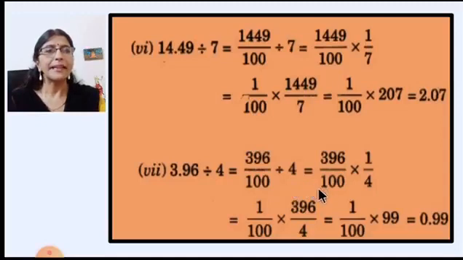Now again the same method. 396 upon 100. Division can be changed to multiplication. But the next number here, 4, will be written in reciprocal form. So we'll write 1 upon 4, which is the reciprocal form of 4. Now again we will rearrange it: 1 upon 100 and then 396 upon 4. Now this we can reduce, we'll get 99, and then 1 upon 100 into 99, 99 upon 100. Now you can bring the decimal point 2 places to the left, so you'll get 0.99.